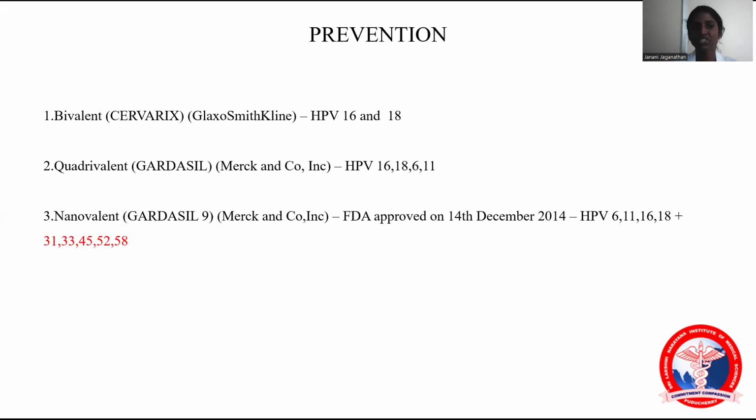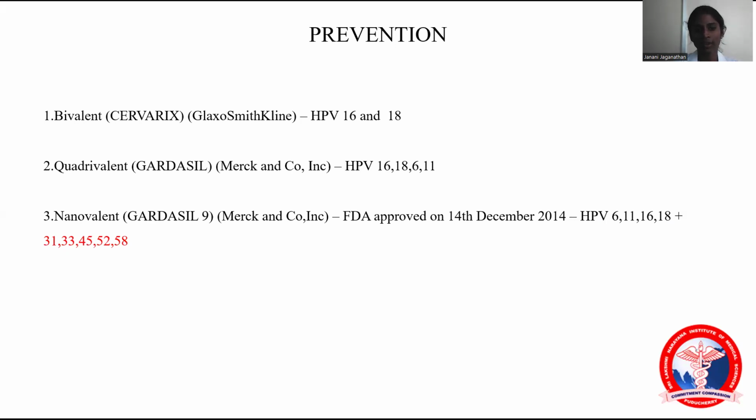First one is Cervarix, which is a bivalent vaccine manufactured by GlaxoSmithKline. It is effective against HPV serotypes 16 and 18. Second one is Gardasil, which is a quadrivalent vaccine. As the name suggests, it is effective against 4 serotypes of HPV: serotypes 6, 11, 16 and 18.